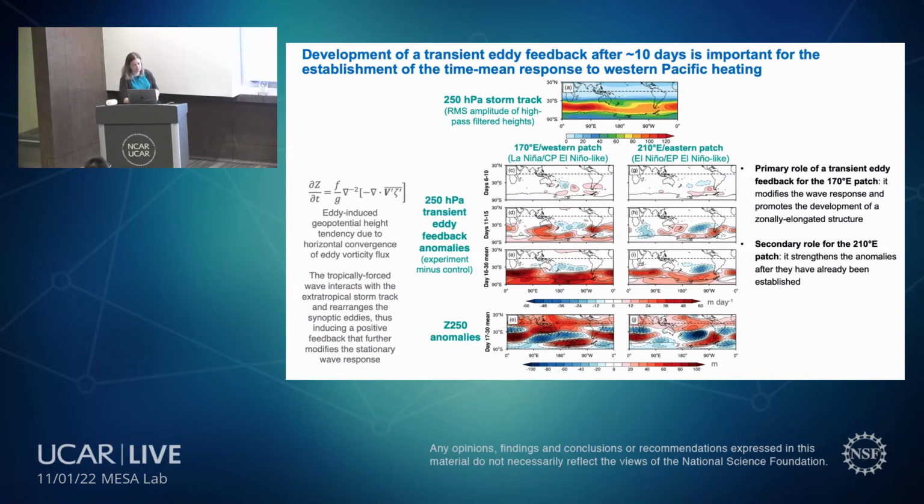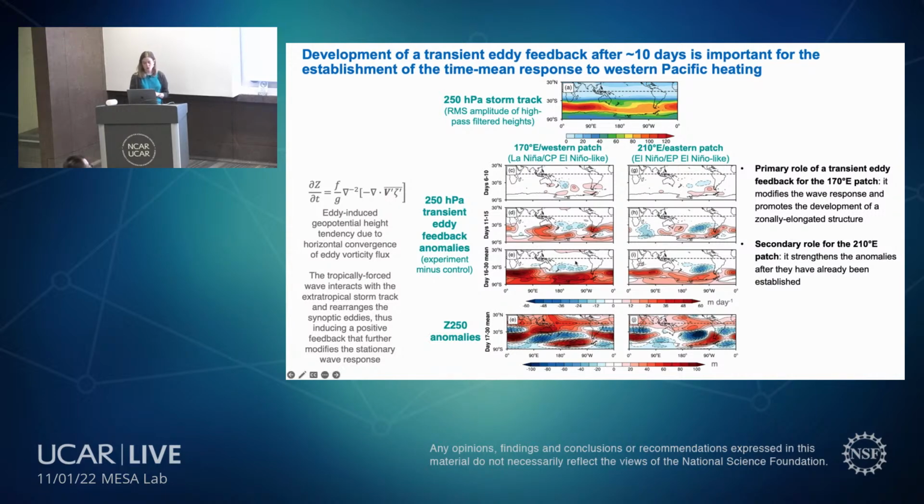And it's not really until after about 10 days that we start to see the effect of these transient eddy feedbacks. And so in this 170 degree east experiment, by days 11 to 15, we start to see the organisation of this dipole in the South Pacific. So there's this cyclonic height tendency across about the subtropical South Pacific, and then this stronger anticyclonic height tendency across the polar cap.